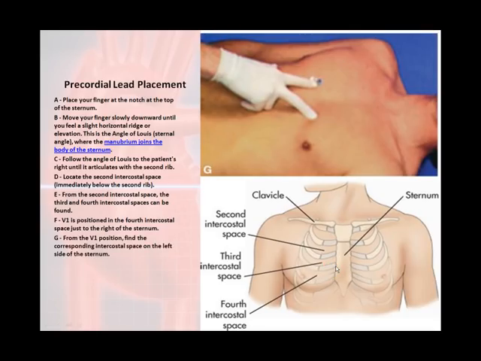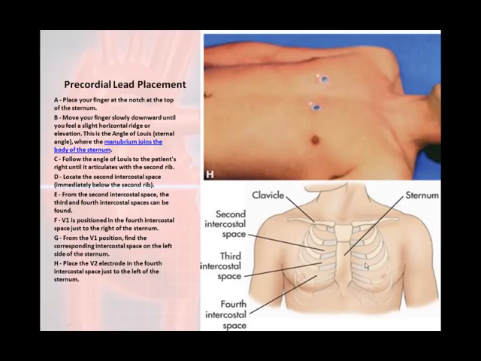Once we've actually found V1, you don't have to find all those landmarks again. We already have V1 placed. All you have to do is take your fingers and move over here. Right about the same area on the other side of the sternum is going to be the place where we're going to put V2. So we place an electrode. So far we've found V1. Now we've placed V2.